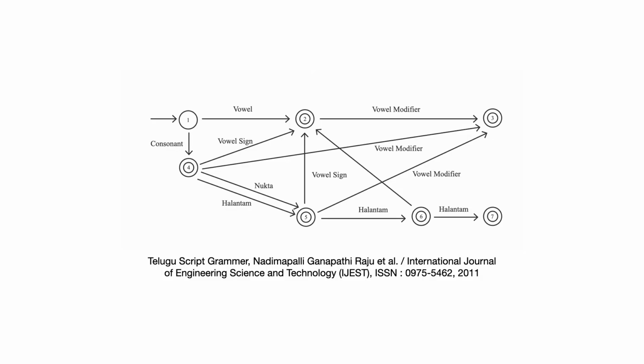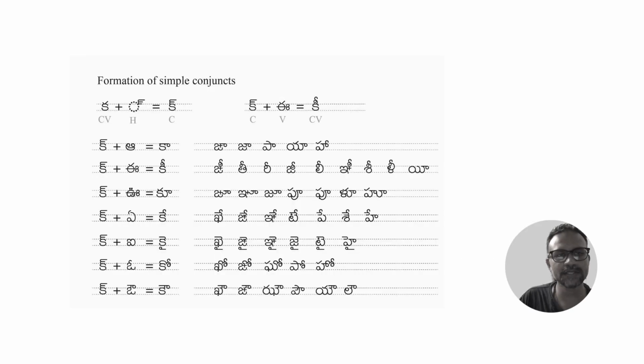The script uses a specific script grammar to combine the symbols of primary and secondary signs to form conjuncts, which express both simple and complex syllables. Here we can see how a consonant symbol combines with a secondary vowel sign to form simple conjuncts, which are orthographic leakages.